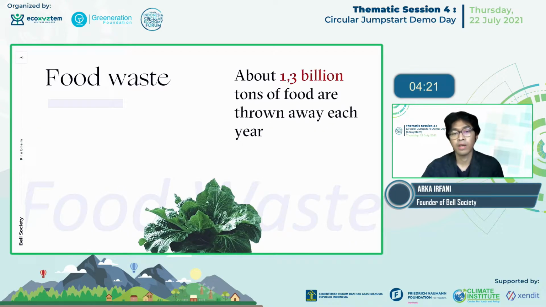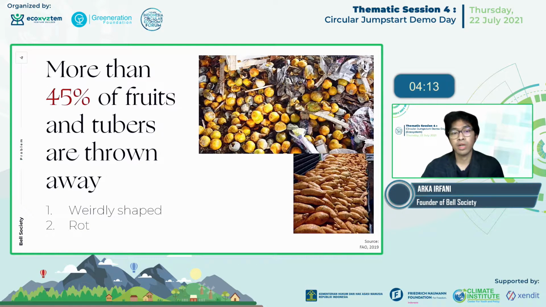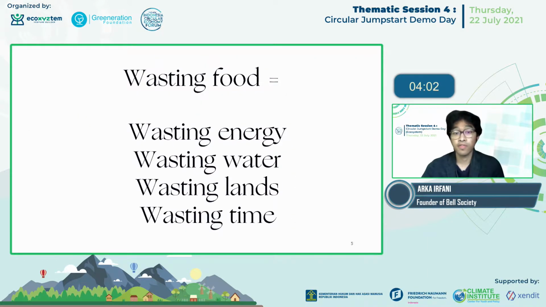There's also the problem of food waste. About 1.3 billion tons of food waste are thrown away each year. And in the fruit industry, about 45% of what we produce is thrown away simply because it was misshapen or rotten. It has nutrition that we can convert. Wasting food equals wasting energy, water, land, and time that we use.